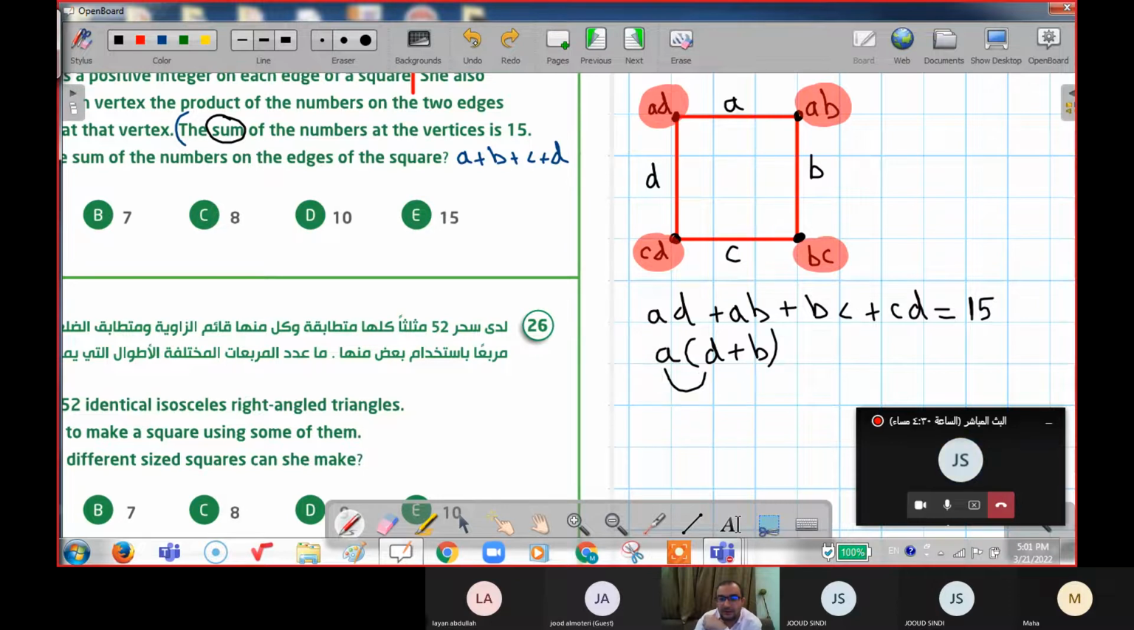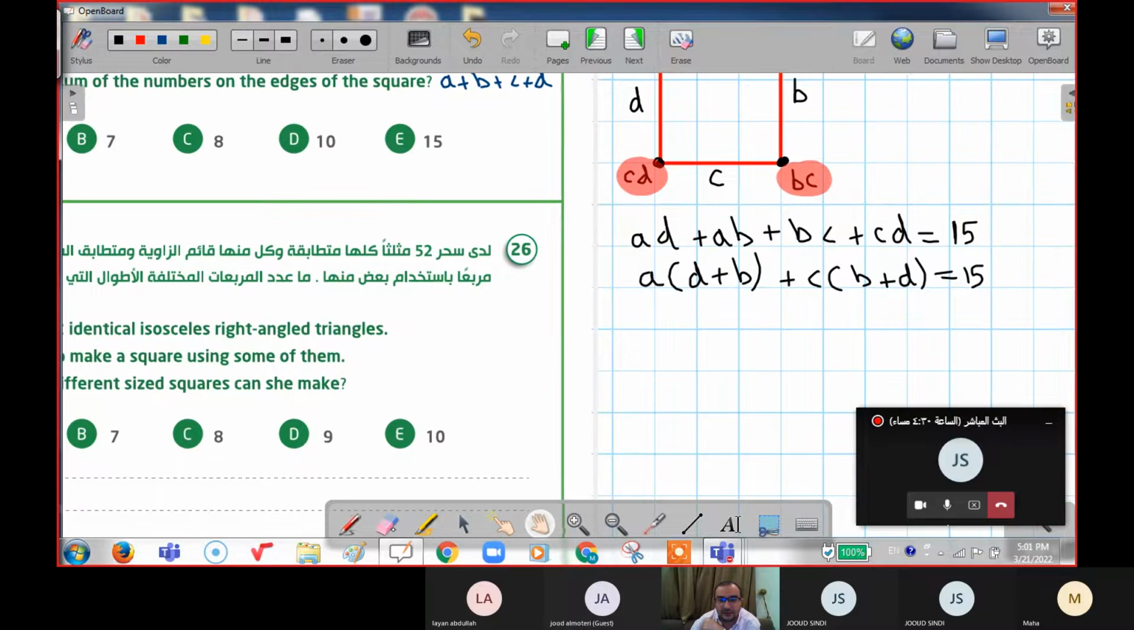Now continue. We take C as a common factor, so it will be plus C times B plus D equals 15. The same thing for this one, equals 15. There is a theory that says if the parentheses are the same on the inside, you can take the outside terms, add them, and then multiply them together. So it is A plus C, in parentheses, times D plus B.